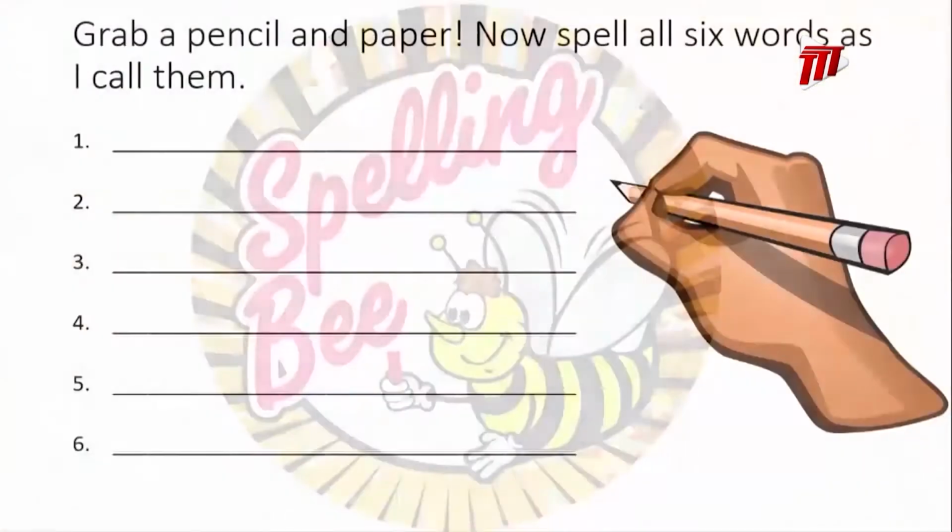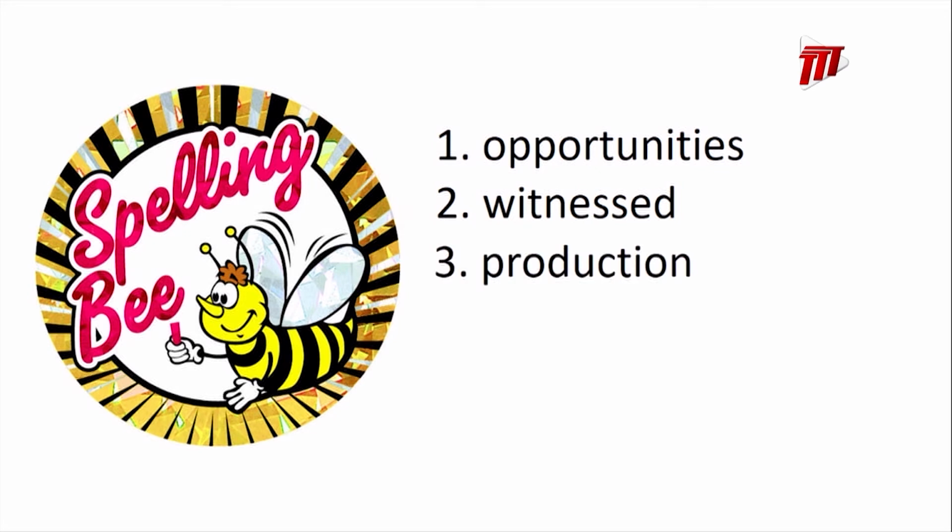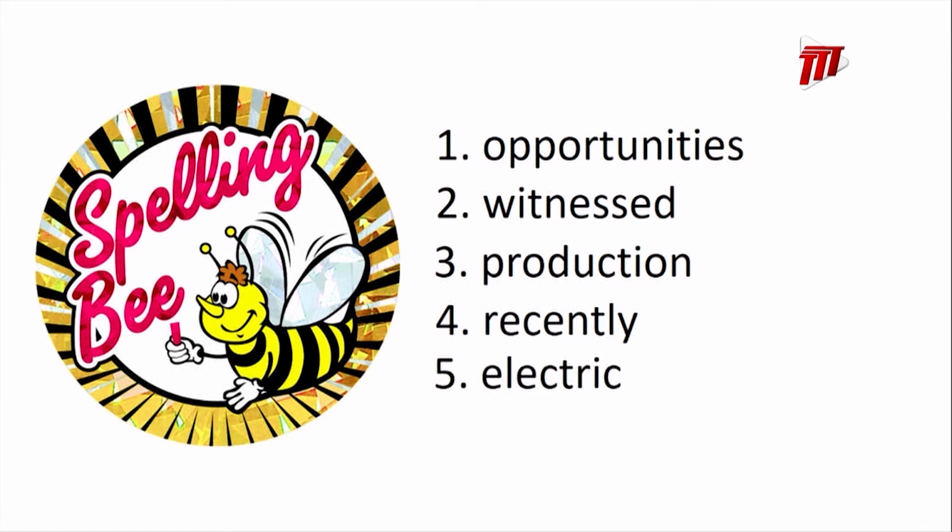All right? Opportunities. Check your word. Do you have the correct ending? O-P-P-O-R-T-U-N-I-T-I-E-S. Witnessed. W-I-T-N-E-S-S-E-D. Production, P-R-O-D-U-C-T-I-O-N. Recently, remember the rule, R-E-C-E-N-T-L-Y, C is followed by an E. Electric, E-L-E-C-T-R-I-C, C is followed by a T, so it's a hard C.